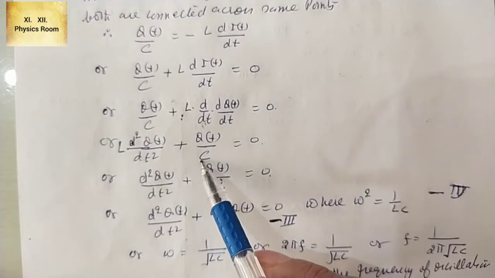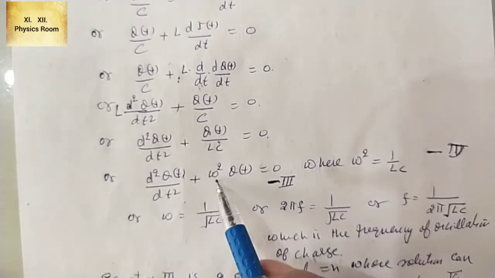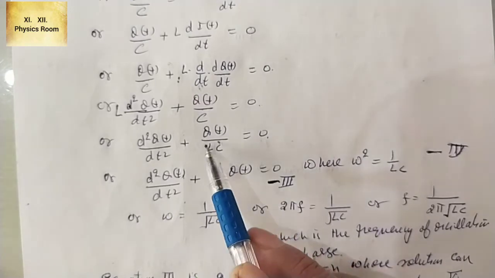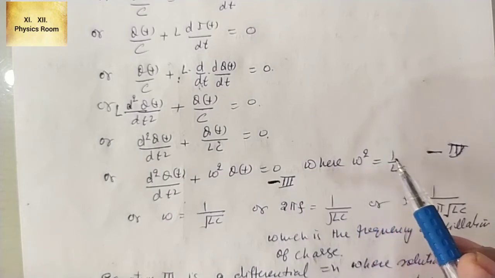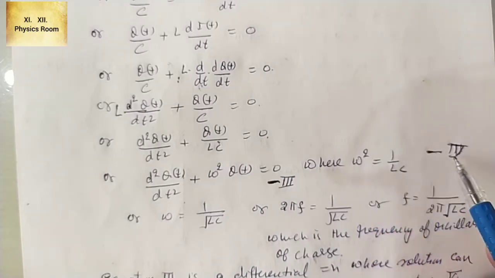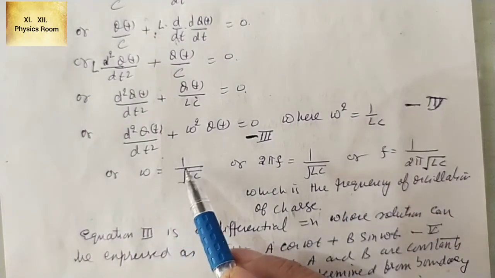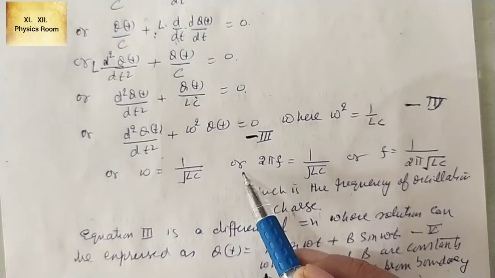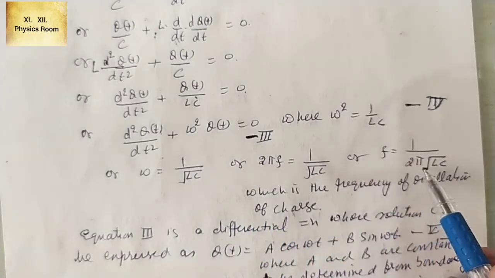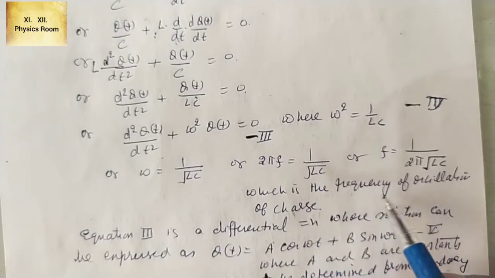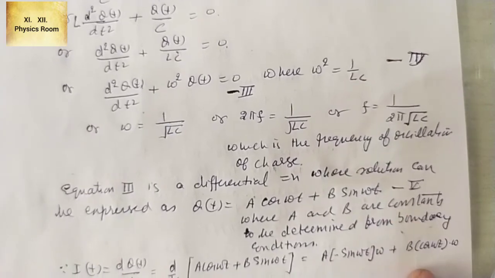Because L we have shifted here. Now d2q by dt2 plus omega square q(t) is 0. We replace 1 by LC by omega square, where omega square is equal to 1 by LC. Let us mark it as equation number 3. Now from here we have omega is equal to 1 by under root LC, or omega is 2 pi f. From here we have f equal to 1 by 2 pi root LC, which is the frequency of oscillation of charge.